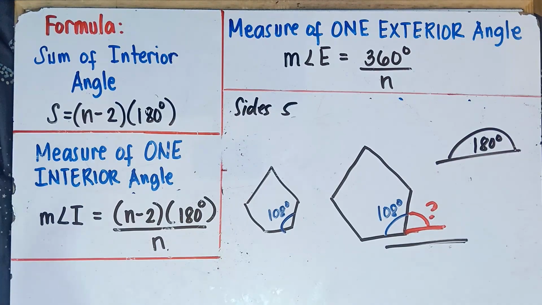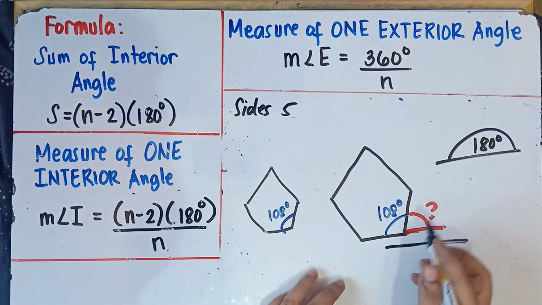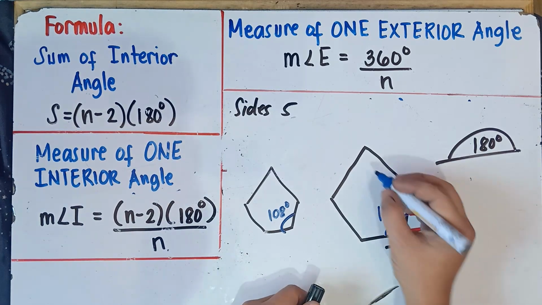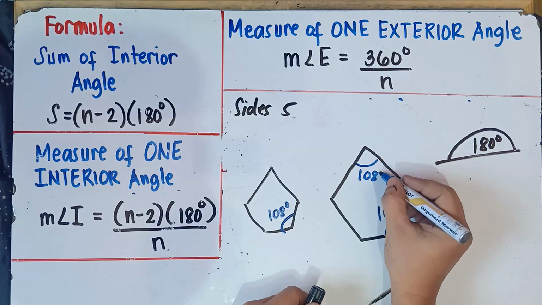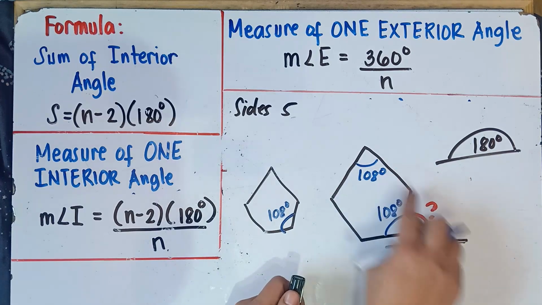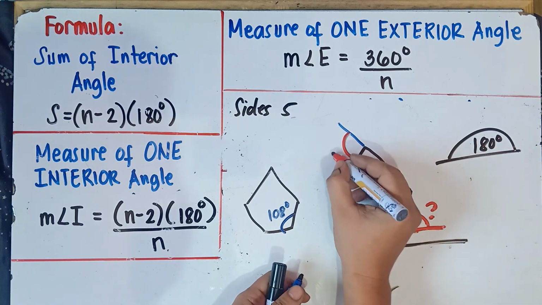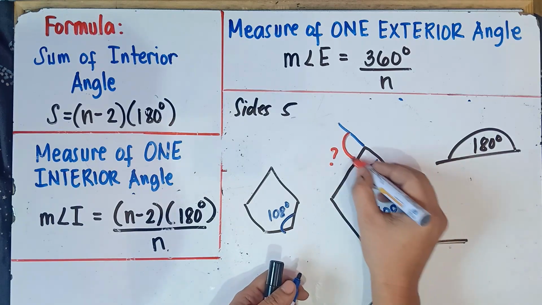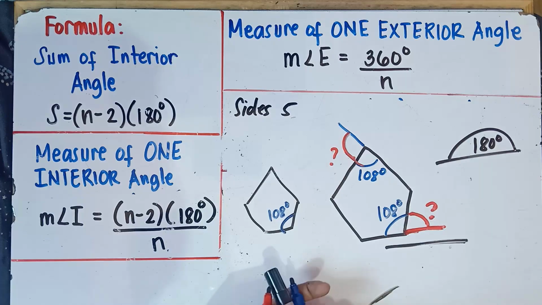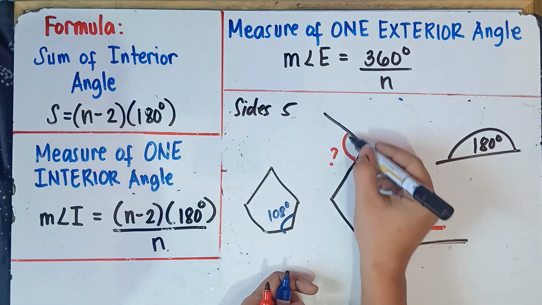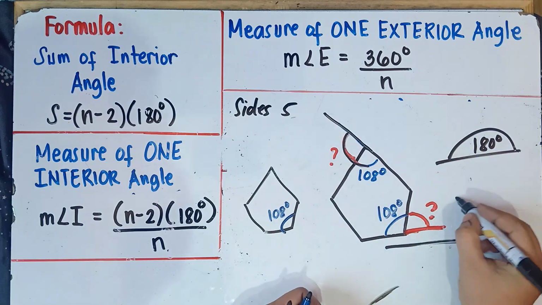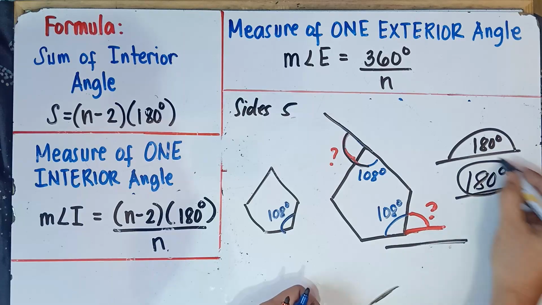Once again, class, there is a relationship between the exterior angle and the interior angle: they always add up to 180 degrees. If you extend this one, for example, this is 108 degrees, because each interior angle of a regular pentagon must be congruent. If you extend this line, of course, this will be the exterior angle. It forms a straight angle because this is a straight line, and a straight angle is always 180 degrees.